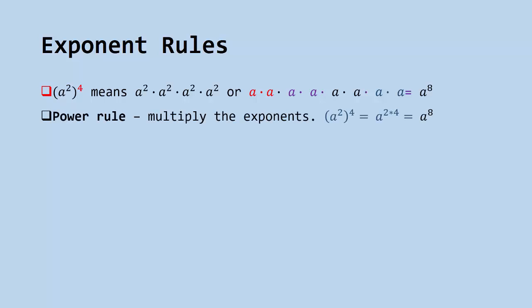So our power rule, the shortcut, is simply that we multiply the exponents. So a squared to the 4th power means I'm going to have a to the 2 times 4, and that equals a to the 8th.